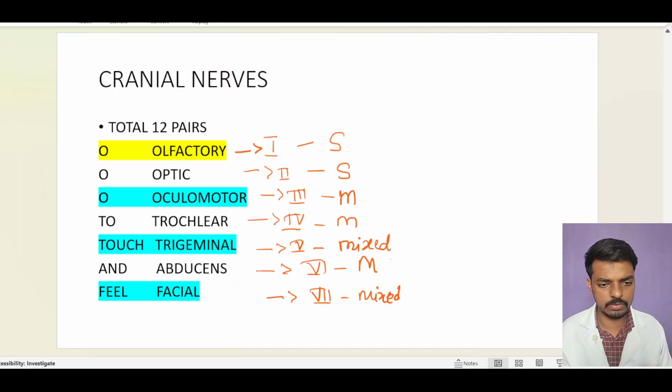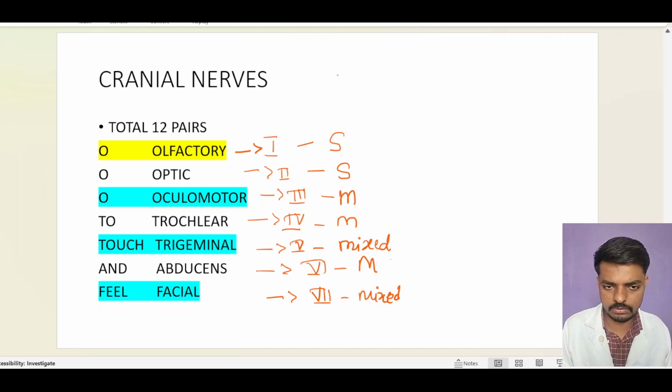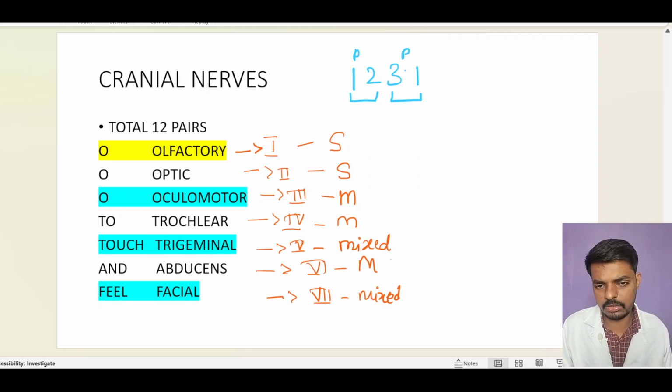So next we will move to the cranial nerves. The total number of cranial nerves is 12 pairs. I told one trick in the previous class to remember: 1, 2, 3 and again 1. Okay. The total number of cranial nerves is 12 and the total number of spinal nerves is 31 pairs. Both are in pairs. Spinal nerves are 31 pairs. Cranial nerves are 12 pairs.